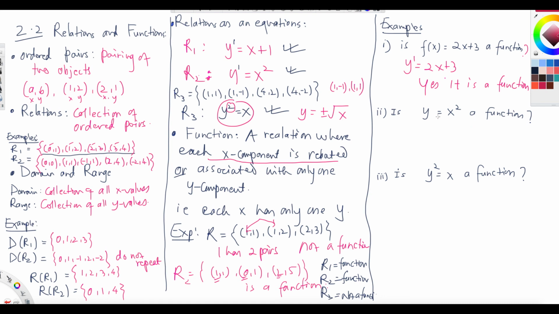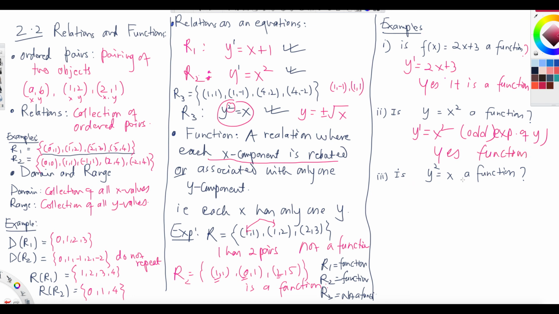Okay, how about this one? What is the exponent of y? So y equals x squared. The exponent of y is 1. So it is odd, right? So odd exponent of y. So it is a function. Yes, function.